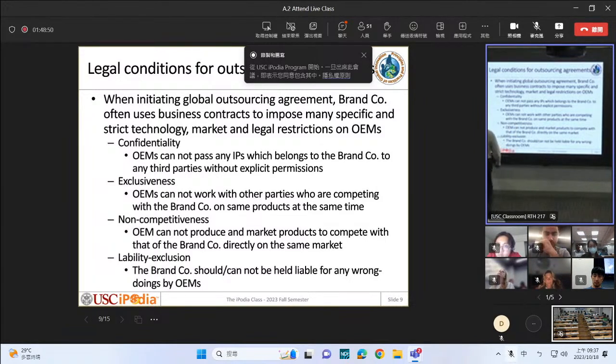So you will see confidentiality, exclusiveness, non-competitiveness, and liability exclusion. Those are the very typical things. Now, certainly there are other conditions you can add on, but every OEM contract will have these things. The reason is for protection, okay?